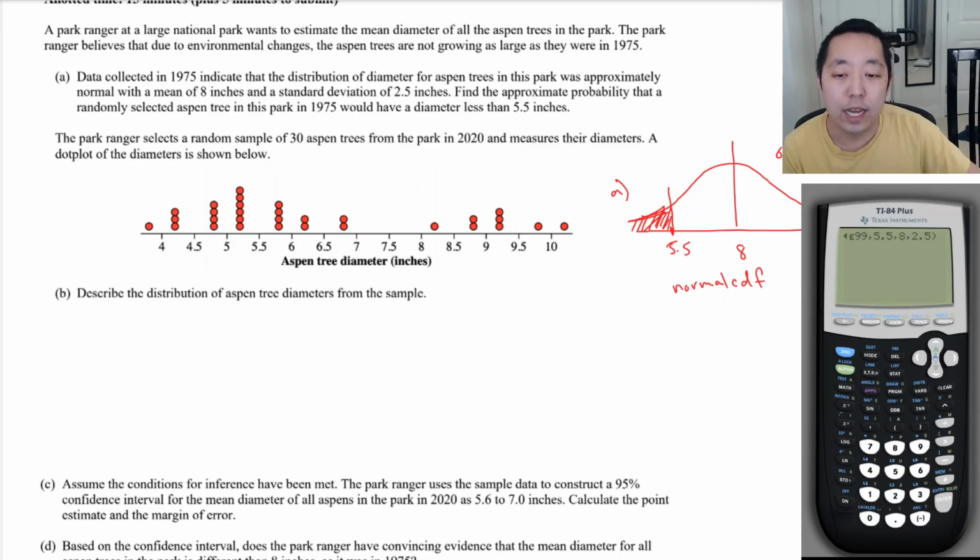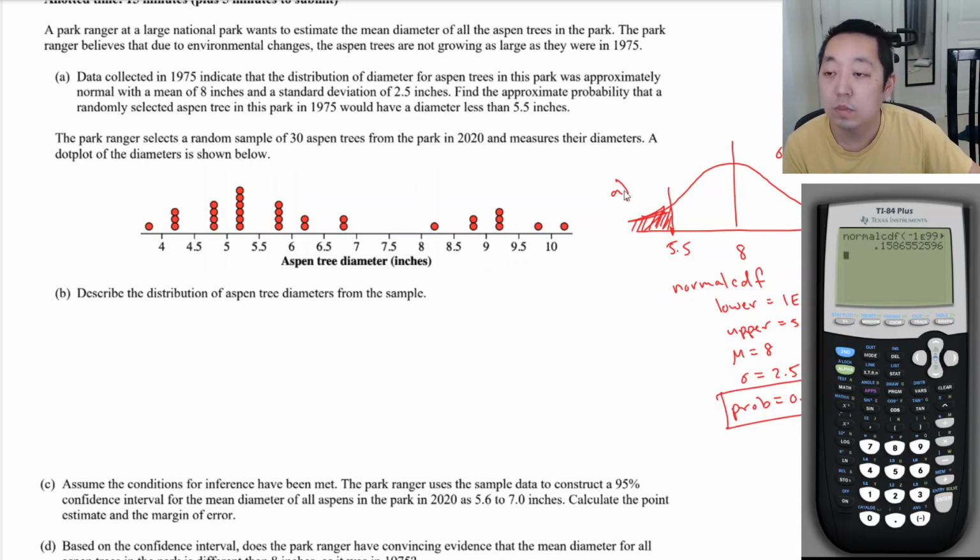And I might write this out. I might write out exactly what I'm doing on my calculator, and most teachers would understand that. Lower equals negative 1e99, upper equals 5.5. Mean is 8, standard deviation is 2.5, and so the probability is equal to, hit enter here, 0.159. Okay, that's part A.